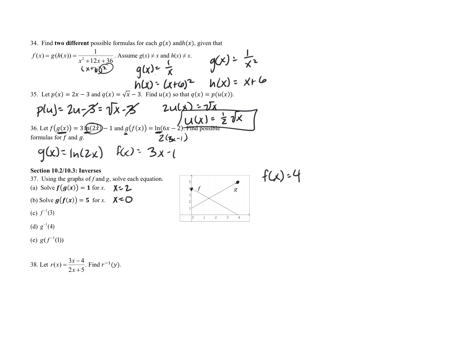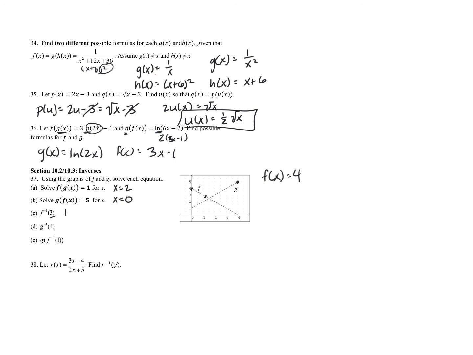All right, f inverse of 3. So we want to find, because we're dealing with inverses, these inside parts are going to be our y. So we want to find the x where f of x equals 3. So when does f of x equal 3? That's going to be right here. And so our answer for this one's going to be 1.